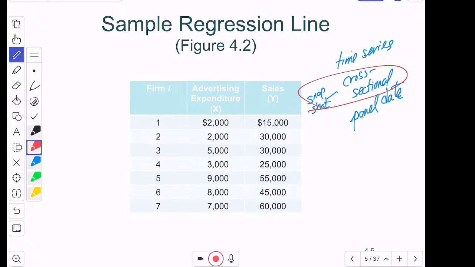But you could also have time series data. You could say it's the same firm, but year 1, year 2, year 3. If you had data like that, it would be time series. If you had data like this for year 1, data like this for year 2, data like this for year 3, then it would be called panel data.